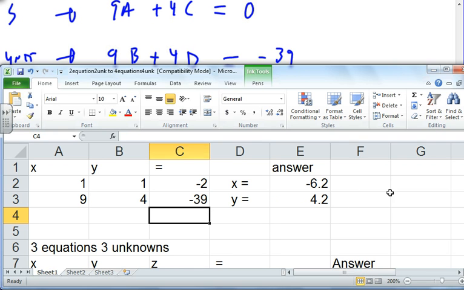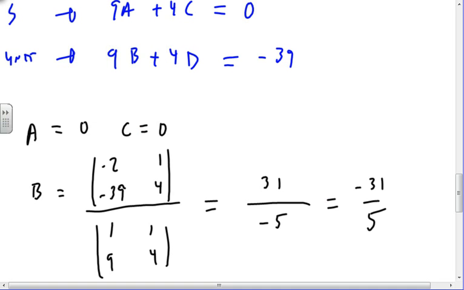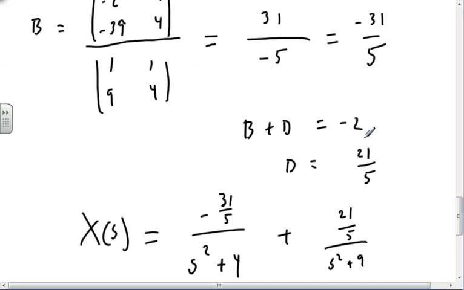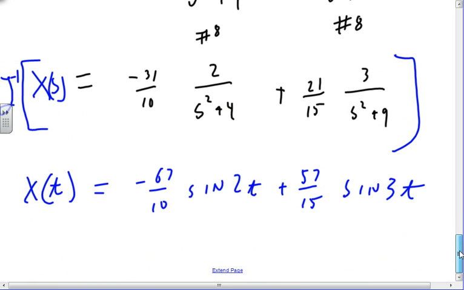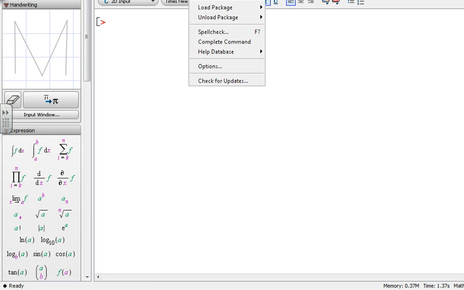Minus 6.2, 4.2. That still isn't going to get me what I want, because this is 6.2 sitting right there, and this is 4.2 sitting right there. So that's exactly the same thing I had before. And Maple is still not cooperating. Control Alt Delete. See if we can force Maple to cooperate.